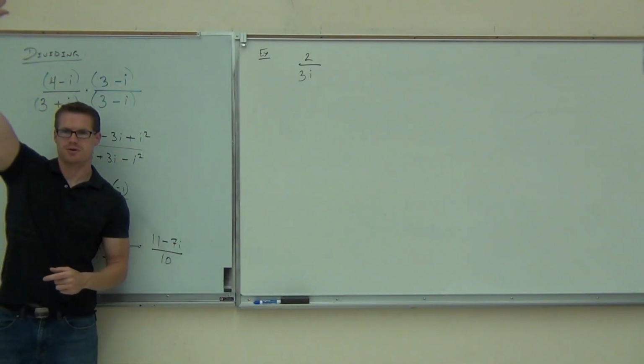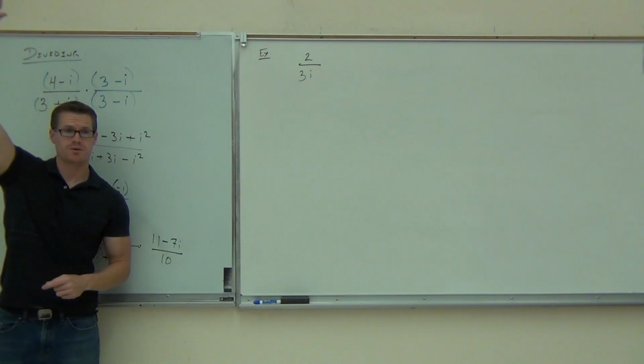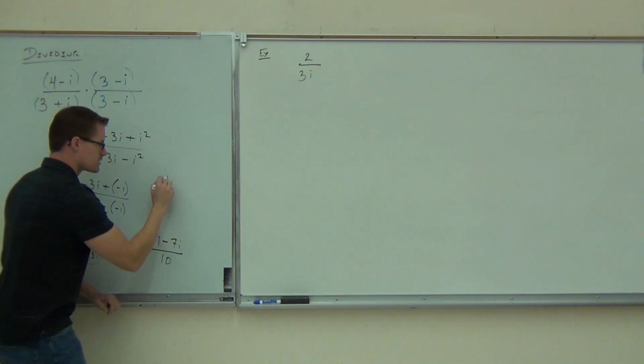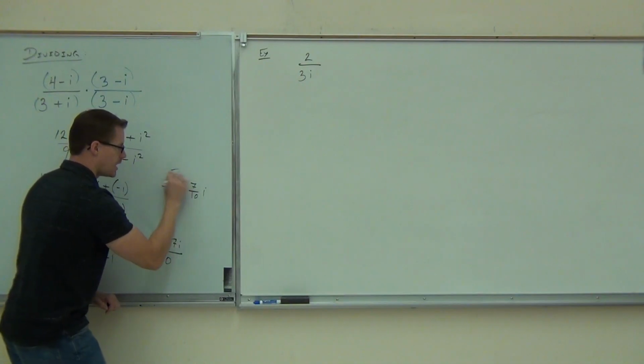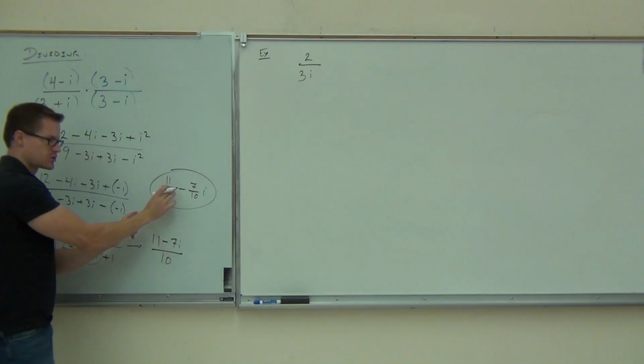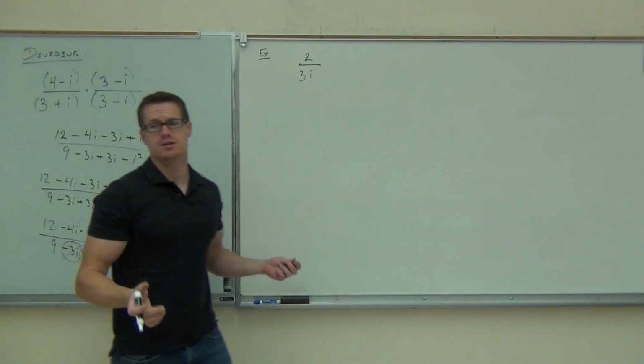How many of you got that far? Did you take it one step further? Yes. Good. Our answer here is 11 tenths minus 7 tenths i. Split it up, make sure the i is on the back end of your fraction, and you're done.